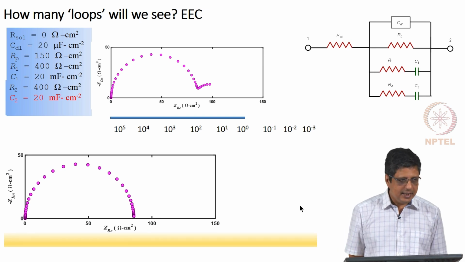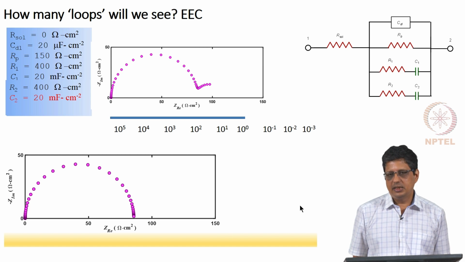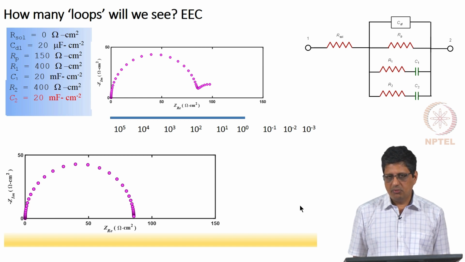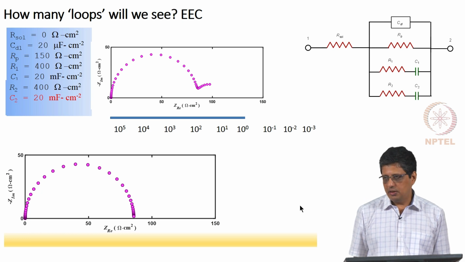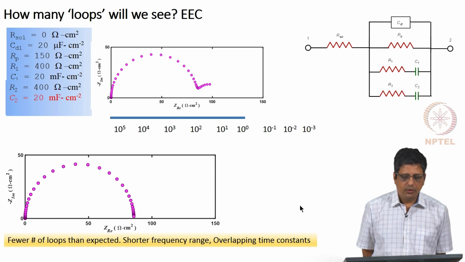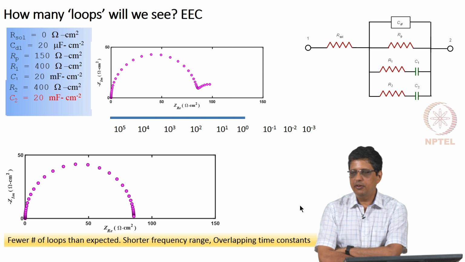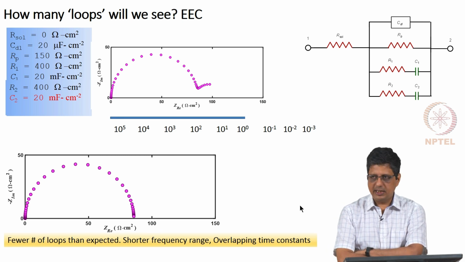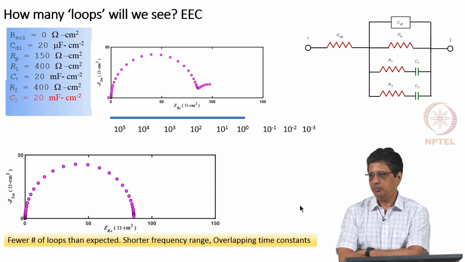So, if I see fewer loops than I should expect in theory, that basically means time constants may be overlapping, the frequency range may be limited, or both effects may play a role. So, when we say either a shorter frequency range or overlapping time constants, we will get fewer loops than expected. Expected meaning the maximum number of loops I would expect from this system.